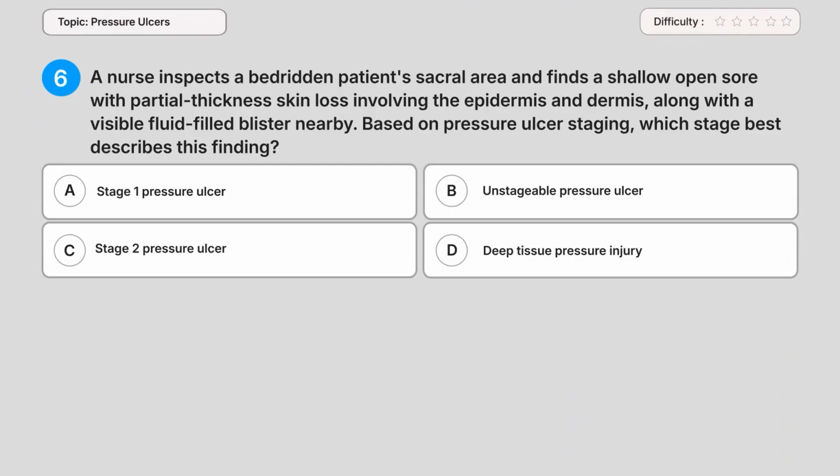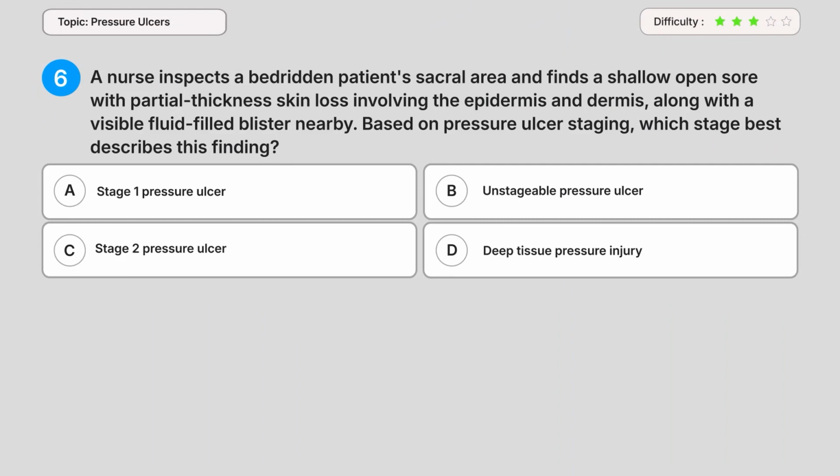Question 6. A nurse inspects a bedridden patient's sacral area and finds a shallow open sore with partial thickness skin loss involving the epidermis and dermis, along with a visible fluid-filled blister nearby. Based on pressure ulcer staging, which stage best describes this finding?